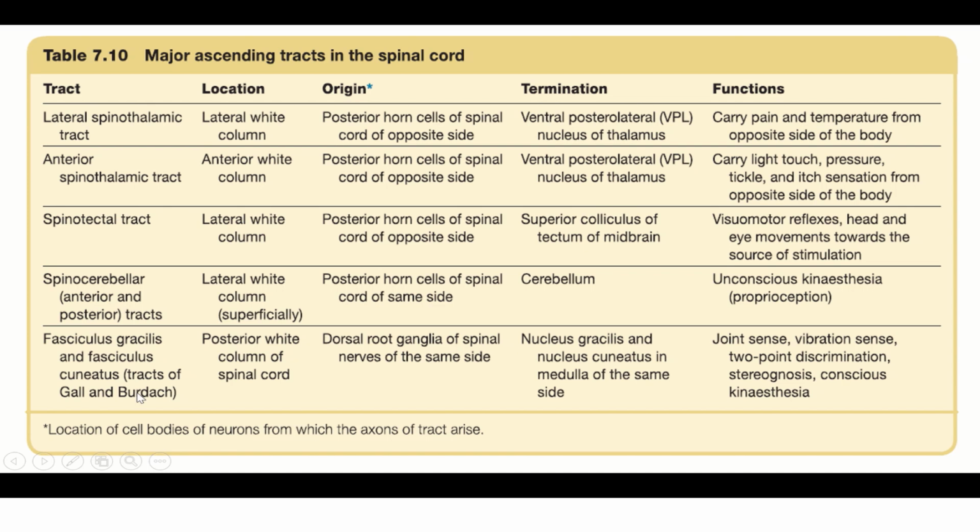Fasciculus gracilis and fasciculus cuneatus, called the tract of column Burdach. Again, posterior column of the spinal cord location. If you observe, the dorsal root ganglia of the spinal nerves are on the same side. In the spinal cord, they are not relaying directly. These tracts are traveling up to the nucleus gracilis and nucleus cuneatus in the medulla of the same side. They are concerned with joint sense, vibration sense, two-point discrimination, stereognosis, and conscious kinesthesia.